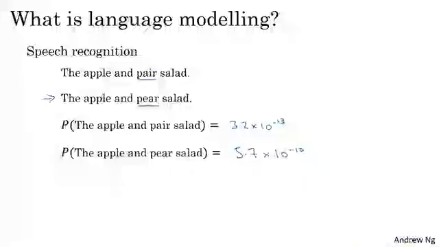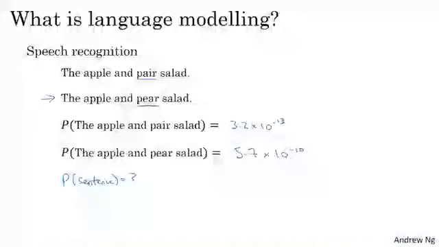So what a language model does is, given any sentence, its job is to tell you what is the probability of that particular sentence. And by probability of a sentence, I mean if you were to pick up a random newspaper, open a random email, or pick a random web page, or listen to the next thing a friend of yours says, what is the chance that the next sentence you read somewhere out there in the world will be a particular sentence, like the apple and pear salad?